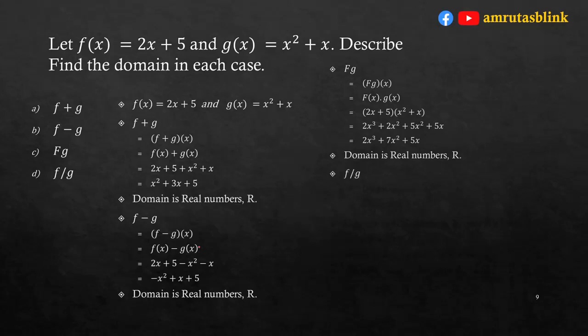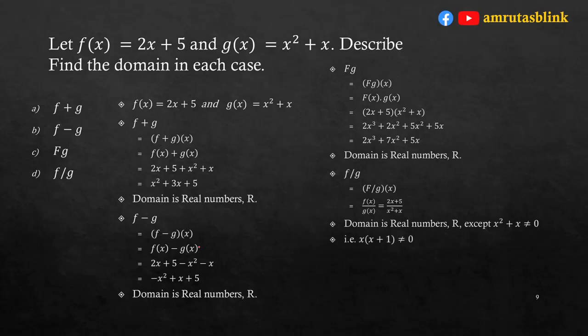And the last case is f upon g, that is f upon g of x is equal to f of x upon g of x, which is equal to 2x plus 5 upon x square plus x. Now we know that real numbers also contain 0. Now in this case this function cannot be defined if the denominator is 0. Hence domain of f upon g is all the real numbers except for the numbers where denominator is 0. So domain is real numbers except where x square plus x is equal to 0.